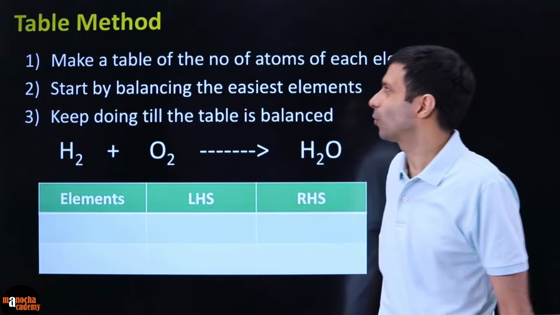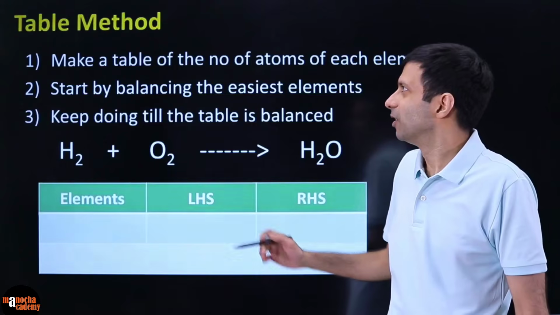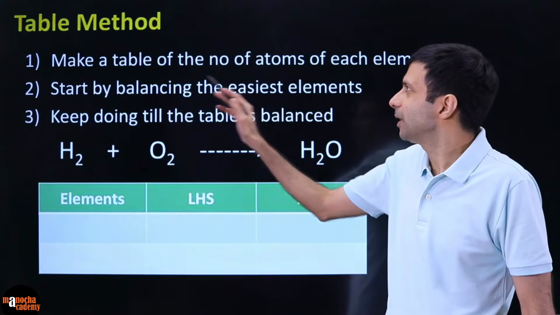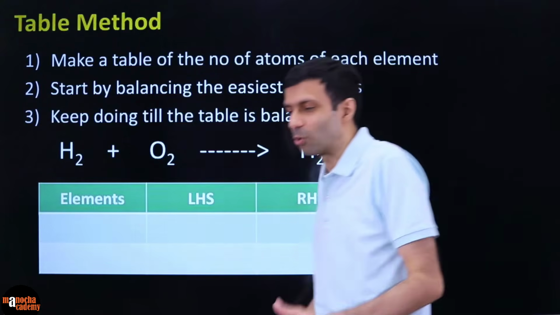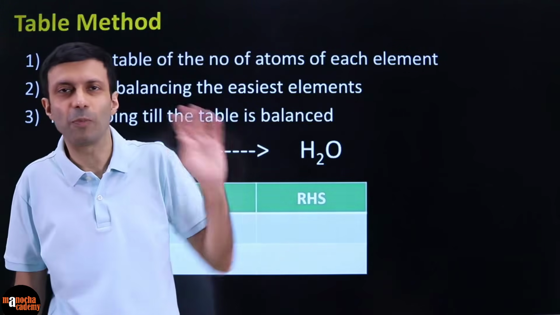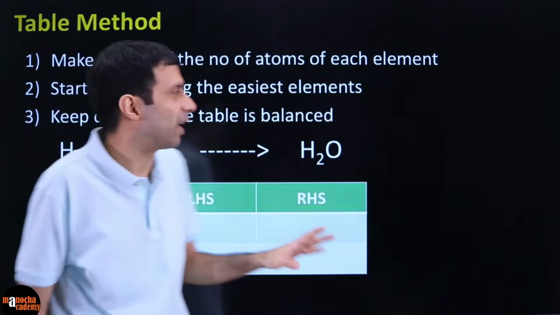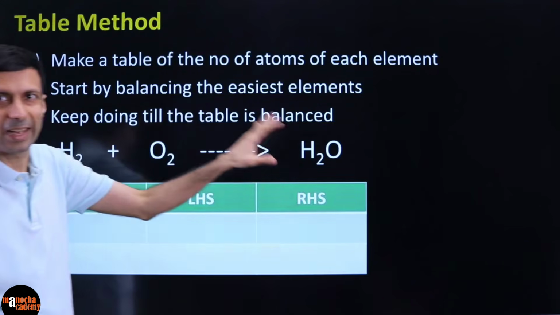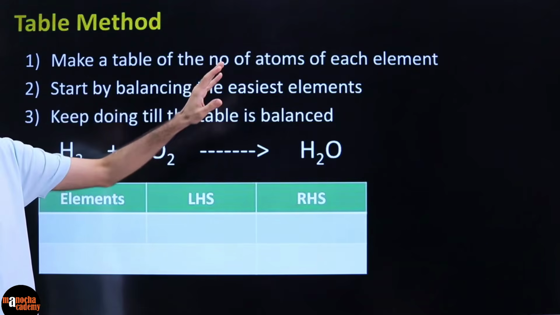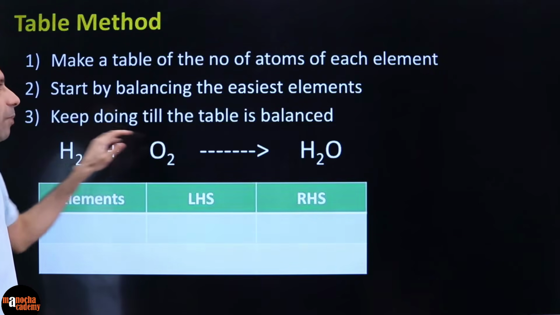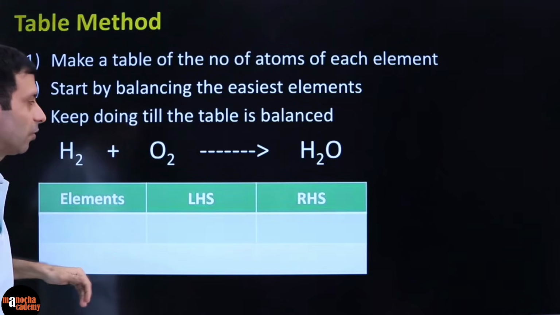So first we'll start with the table method. So what does the table method say? Simply make a table of the number of atoms of each element. So this is like you're doing accounting, right? You're checking, okay, how many atoms of each element, and our goal is to balance it. So the table gives you a very nice, easy visualization, as we'll see. And then you start by balancing the easiest elements and keep doing it till the table is balanced. So let's try it out.